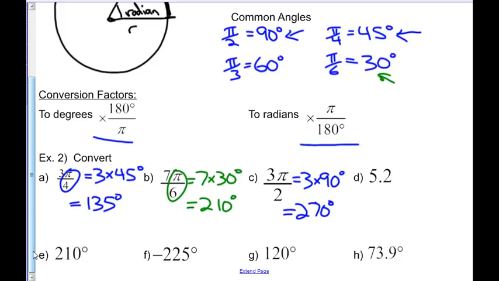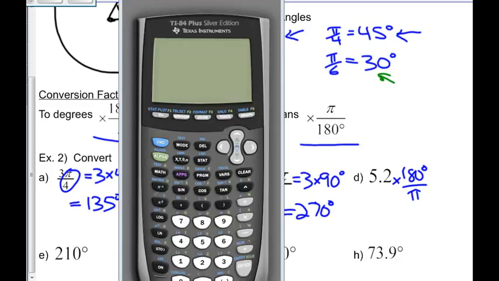The last one, the 5.2, well, that's not one of our common angles. So we're going to need the conversion factor. So it would be times 180 over pi. And the reason we can multiply by 180 over pi is that that's really the number 1. 180 degrees and pi are the exact same thing. Let's check it out in a calculator. So we go 5.2 times 180 divided by pi. And that's about 298 degrees.